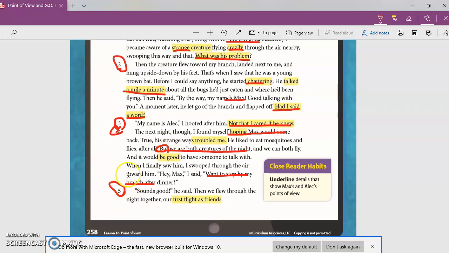"Sounds good," he said. Then we flew away through the night together, our first flight as friends.